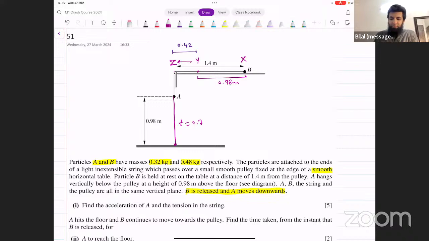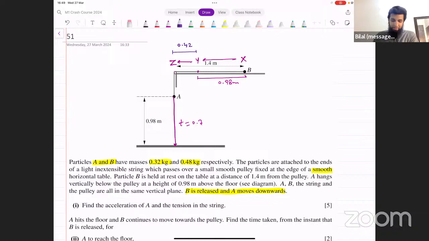So the final velocity can be zero because there would be no more tension in the string as well. You're saying the velocity of particle b when it reaches the pulley should be zero? Yes. The final velocity. Why? Because it's coming to rest, although they have not mentioned it, it's not moving down. They have not asked about that.